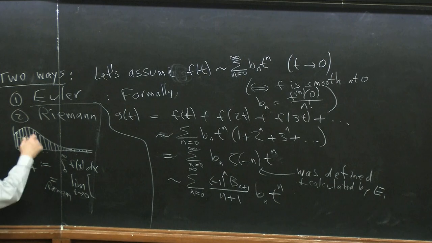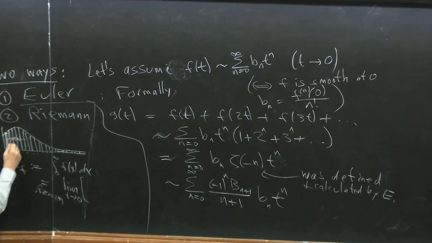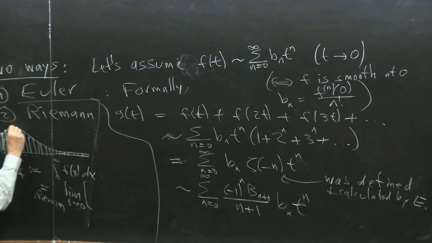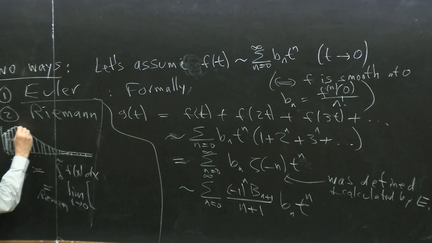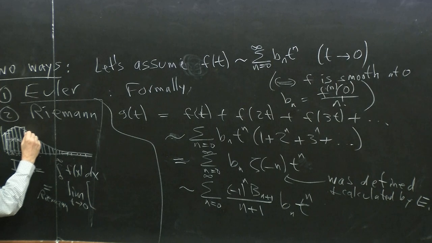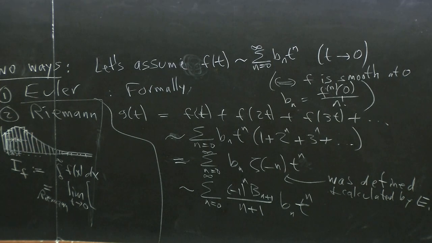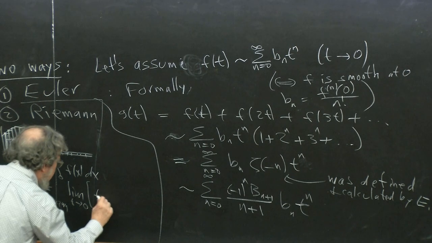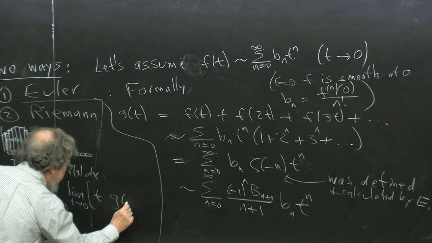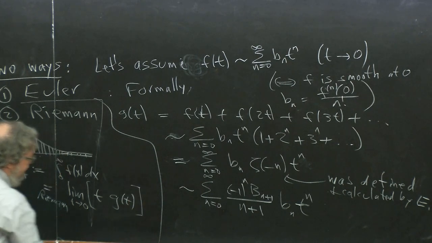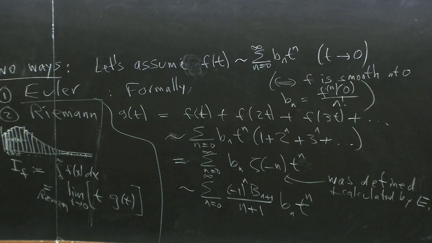Which is the sum of the f's, you all know the argument, here's f of t, the width is t, so if I just take each value and make a rectangle to the right, it might be below the thing, it might be above the thing, then the sum of these rectangles is an area which is asymptotically equal to the integral, and that sum is exactly t times the sum g of t, f of t, f of 2t, f of 3t, and so on, which is what I call g of t.